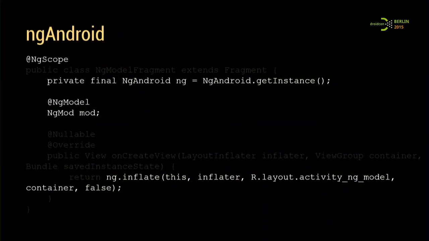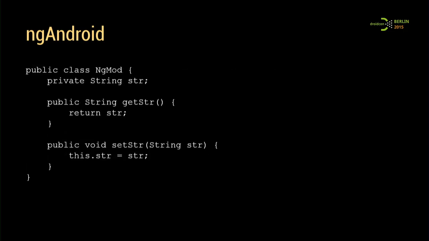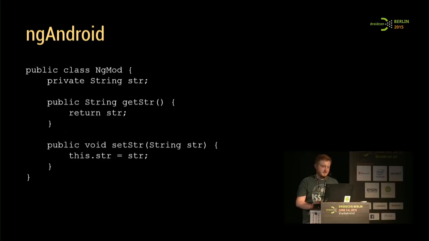This is a sample fragment, and what is important is that we need to start by annotating our view with ng scope. We need to create a field with our view model and annotate it with ng model, and my view model is called here ngModel. Then we need to inflate our view using the NgAndroid class, which comes with ng-Android. And this is all in our view. Our view model is quite simple. It just gets or sets a string.